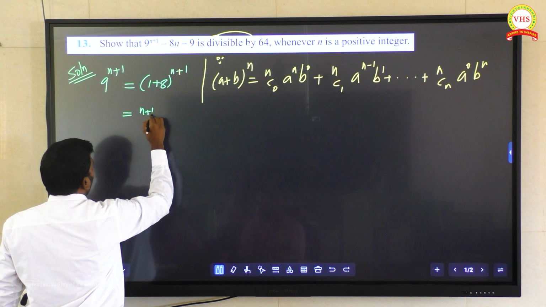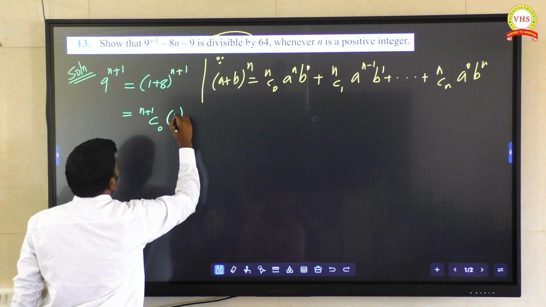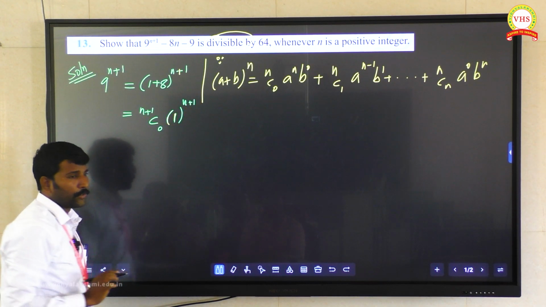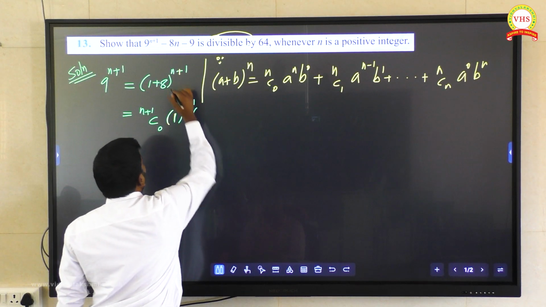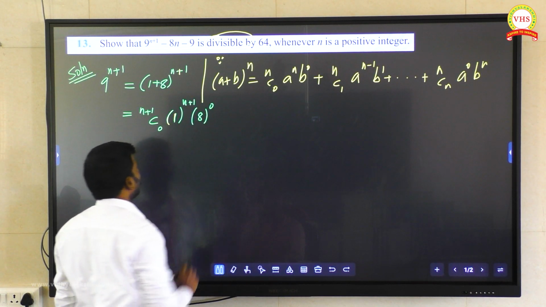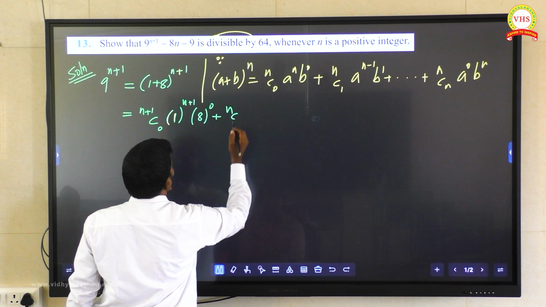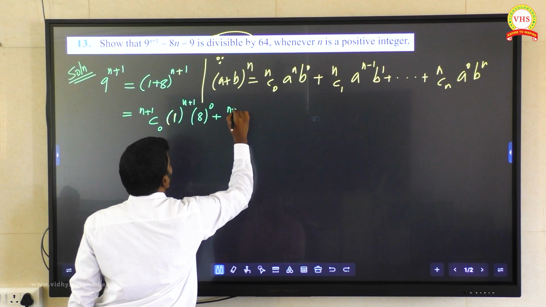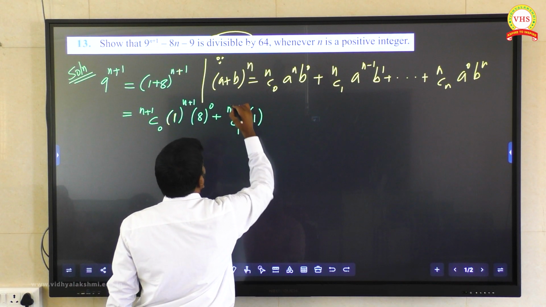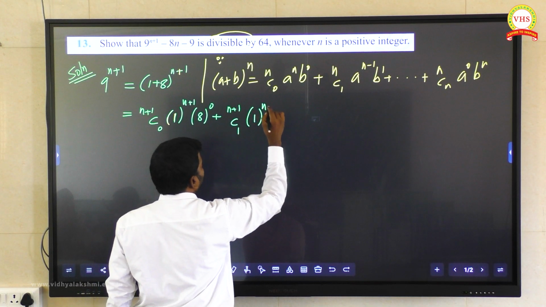So n plus 1 C0, a value here is 1 whole power, what will you be writing? n plus 1 minus 0. That you write as it is. And b value here is 8, so 8 power 0; this base you should write as a power. Understand? Next, what is the n value here? n plus 1 C1, a value 1 whole power n plus 1 minus 1, which cancels, so you will be getting just n.